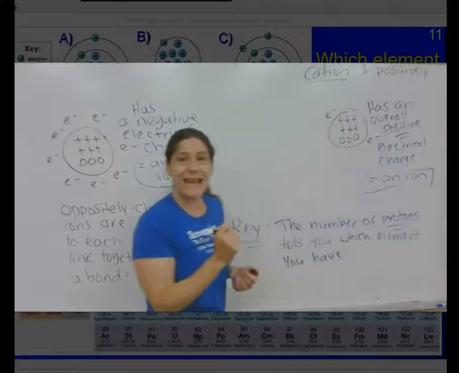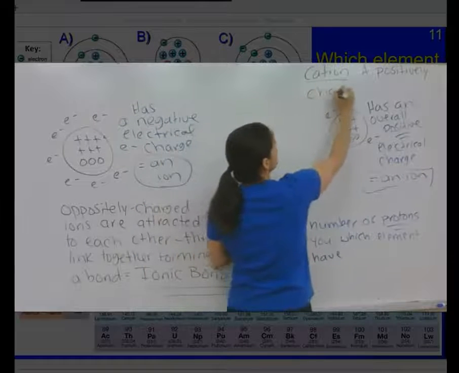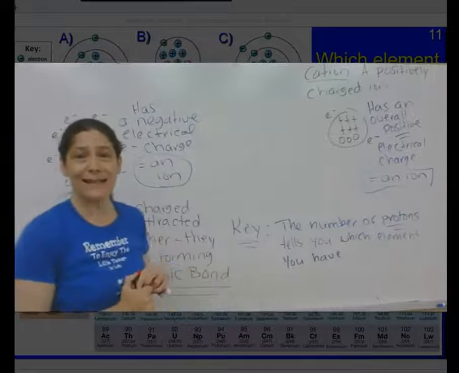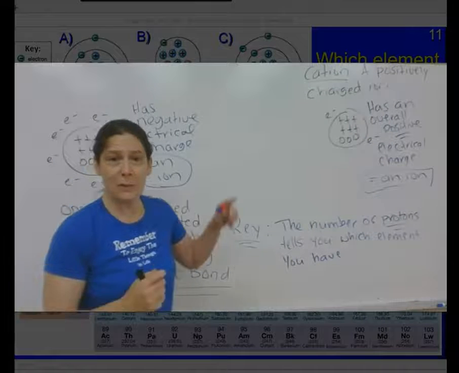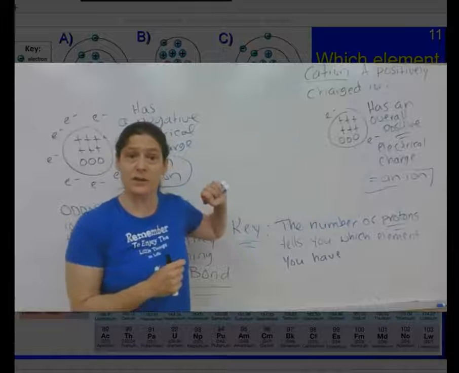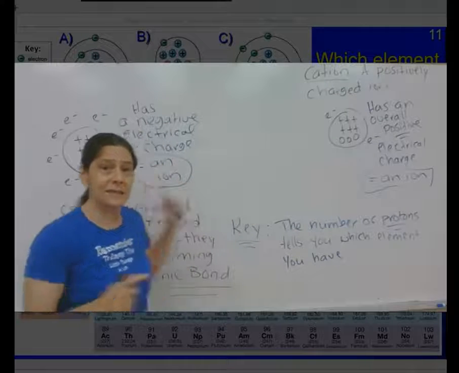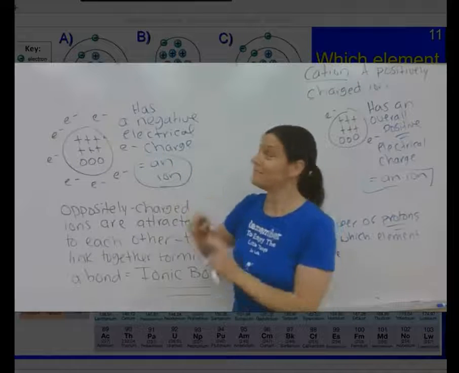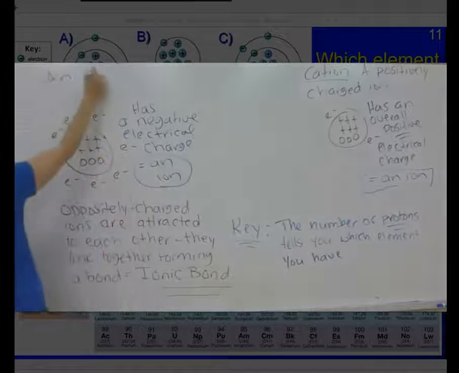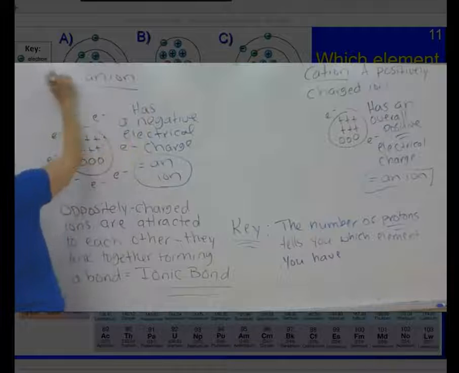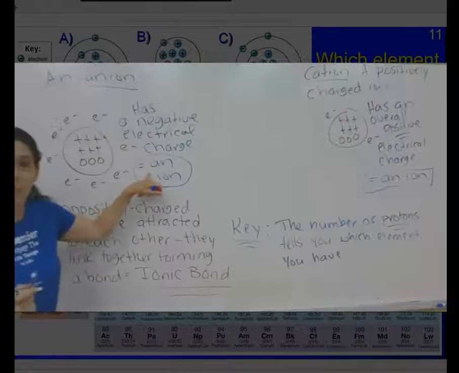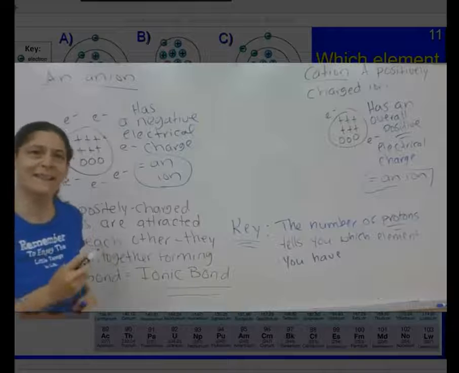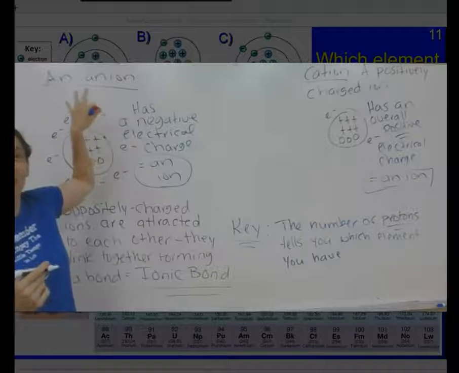A cation is a positively charged ion. That was B on the picture if you have that in your homework sheet. A negatively charged ion, this one over here, is an anion. So it's an ion, but more specifically, it's an anion, which I know is kind of awkward to say. It is a negatively charged ion.